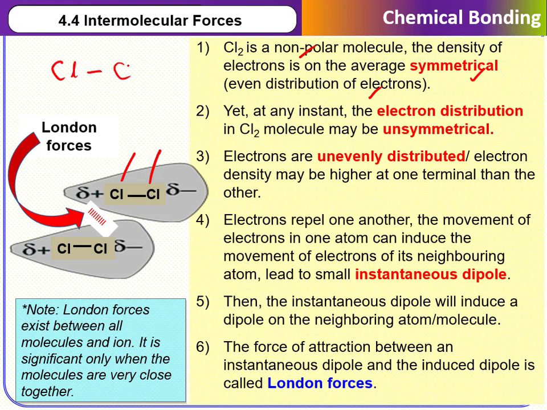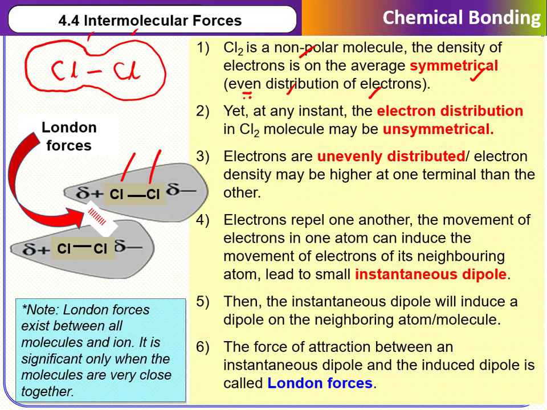Means mulanya dia punya electron cloud tu lebih kurang sama besar. Kenapa lebih kurang sama besar? Yalah, the same atom got the same electronegativity. Tarik sama kuat, tarik elektron sama kuat, right? Because they have the same electronegativity. So of course the electron cloud is on average symmetrical. Lebih kurang sama besar je dia punya electron cloud. So Cl2 is said to be having even distribution of electrons.